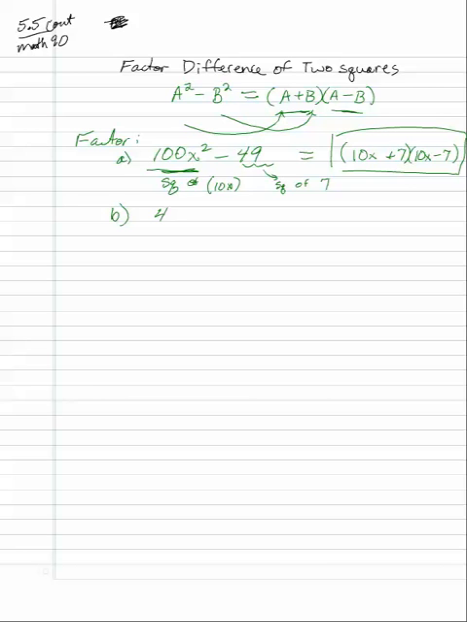So if I had 49x squared y to the fourth minus 25w squared. Okay, the first one's a square, so 7xy squared plus 5w, and then write it again, minus 5w. And it's really easy, so I don't have to think real hard.